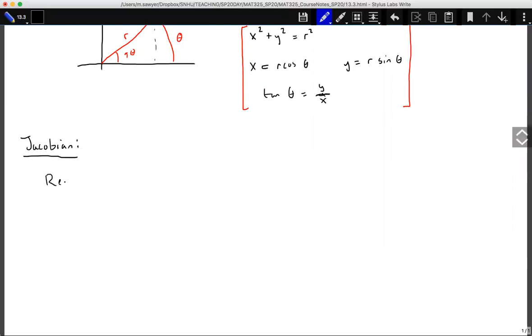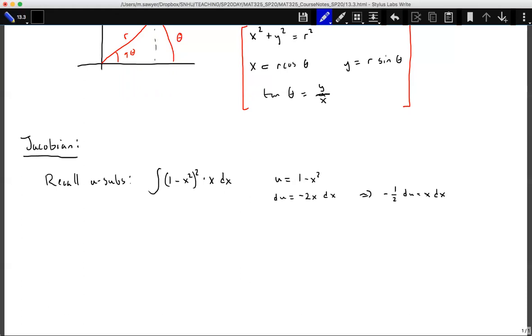So U substitution: if we had an integral, let's say, of (1 minus x squared) quantity squared times x dx, we would make our substitution as u is equal to 1 minus x squared, du is equal to negative 2x dx, and that converts our integral as negative 1/2 du is equal to x dx.